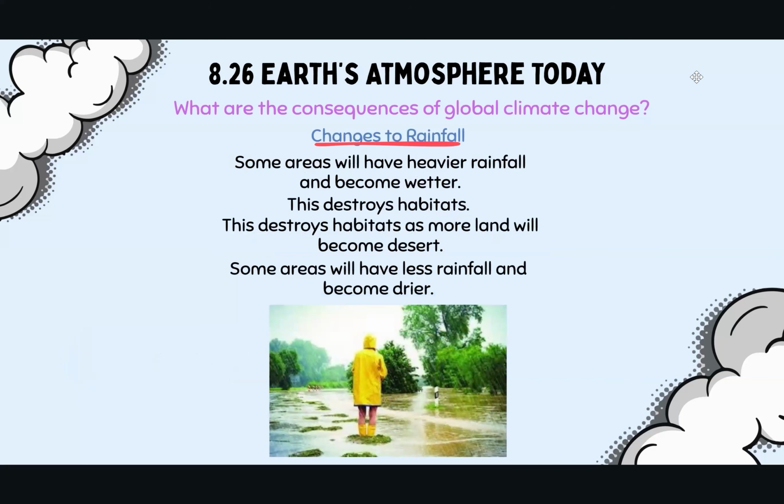Changes to rainfall. So some areas now have heavier rainfall and become wetter. This destroys habitats because they're now flooded areas. And more land is becoming desert in some other parts because it's become really hot there. Some areas have less rainfall and become drier. And now you might be thinking, when it's warmer, why are we having more rainfall? Because when it's warmer, more of the water from the rivers and the lakes, etc., goes into the sky. So we end up with more clouds and more rain.